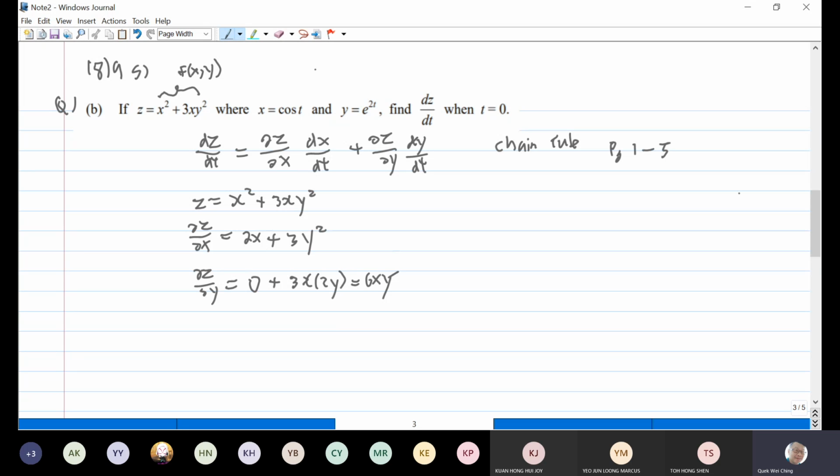Okay, so then what to do other thing? You know where is dx dt now? Okay, so what else? So you know x is cosine t. So dx dt, differentiate cosine, you get minus sine. Okay, x is cosine t, so differentiate cosine, you get minus sine there. So this is negative sine t.